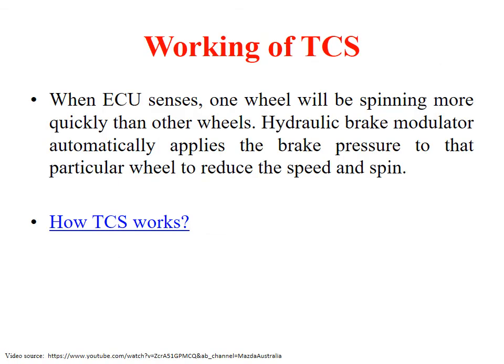And what is the working principle of TCS? How does it work? In the traction control system, if the wheel sensor senses that one wheel is spinning more quickly than the other wheels, it sends information to the electronic control unit, and again it sends information to the hydraulic brake modulator to apply brake pulses on that particular wheel to reduce the speed and spin. By reducing the spin and speed, we can increase the acceleration of the vehicle. For clear understanding, you can go through the video by clicking the link, or you can use the video sources.